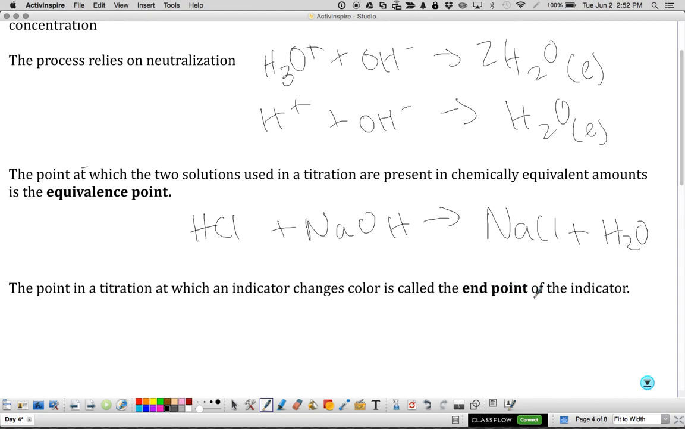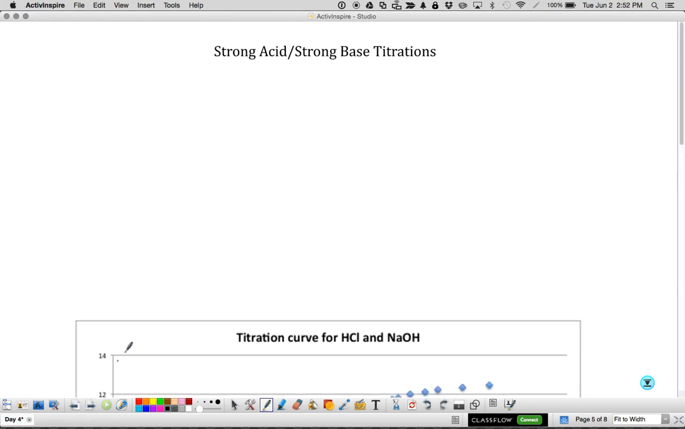point of the indicator. So ideally what you want is you want the end point of the indicator to be at the equivalence point of your titration. All right? So using an acid-base indicator is one way to do it. Another way to do it is to use a pH meter. So we'll take a look at this.